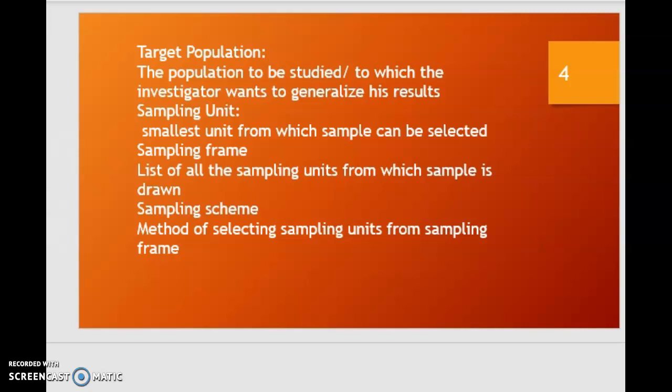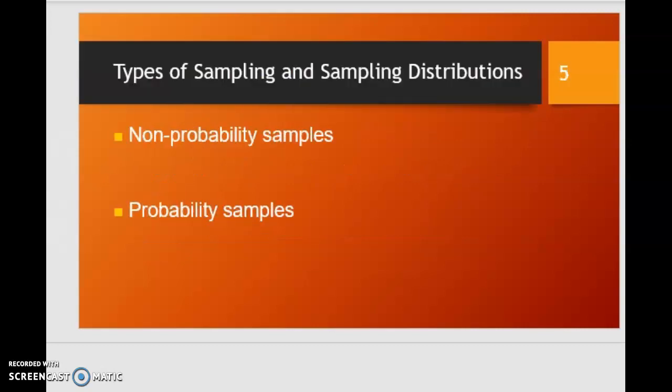And we have to think about a particular method that we would use to pull out this information from the sampling frame, and that's talking about the sampling scheme that we use in our studies. In terms of sampling itself, we have a focus on the type of samples that we want. The two basic types of samples are what we call non-probability and probability samples.